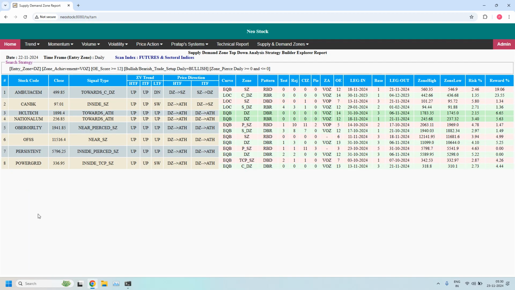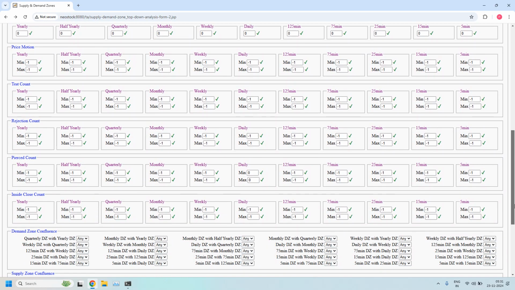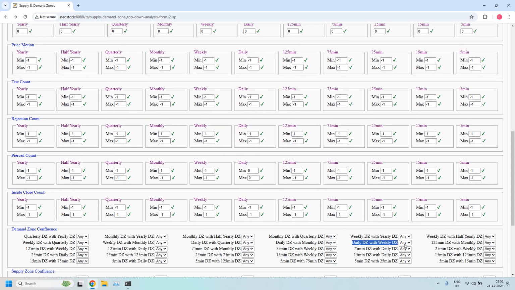Now let's filter the stocks. We got 8 stocks. Currently all these 8 demand zones, daily demand zones are supporting bullish trade setup. Some of these daily demand zones might be having high probability setup supported zones based on the zone confluence. First let us verify how many of these daily zones are having confluence with ITF time frame, that is a weekly time frame. So daily demand zone confluence with weekly demand zone confluence, I am enabling that filter.